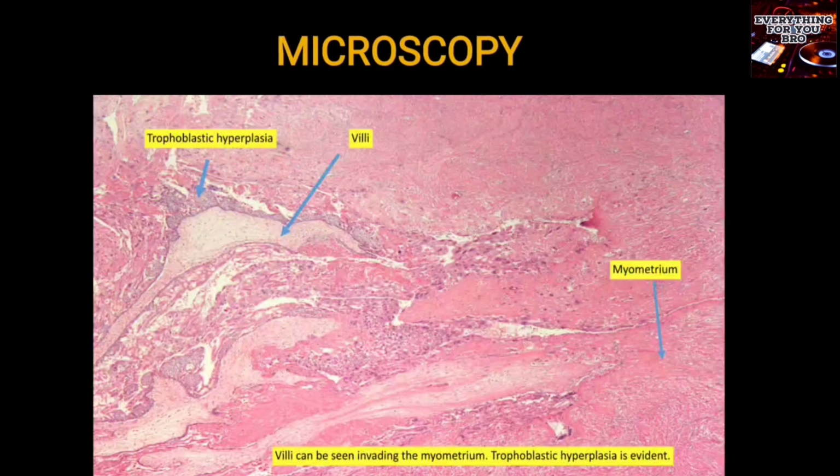So here it is a microscopy of the invasive mole. You can appreciate this is the myometrium, which I have already labeled. These are the villi, and here you can see the trophoblastic hyperplasia. The villi are dilated and there is hydropic degeneration. So these villi are seen entering or invading into the myometrium.